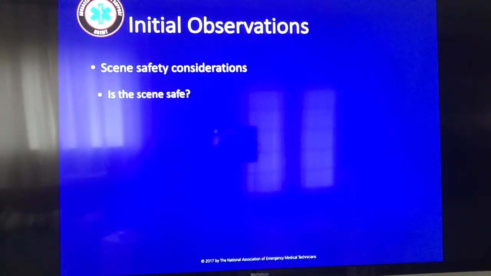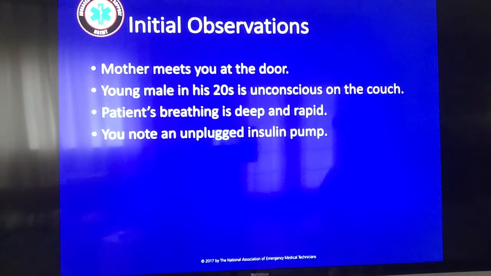Initial observations: is the scene safe? Mom's home, she greets us. We can think that potentially this 24-year-old might become disoriented, confused, and even combative, so we might think about that. But is there anything else that may be causing this person's unresponsiveness or unconsciousness? Are there drugs? Are there other things that we need to be aware of? And we take a look.